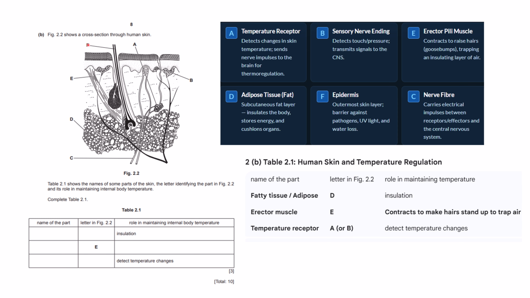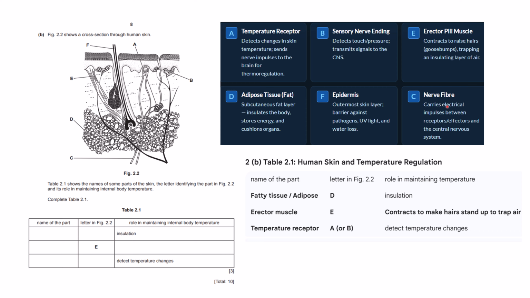Figure 2.2 shows a cross-section through human skin. Here is the diagram, Figure 2.2. Here is the explanation of each part. Part A, that is temperature receptor, detects changes in skin temperature, sends nerve impulses to the brain for thermoregulation. B, sensory nerve ending. Detects touch, pressure, transmits signals to the central nervous system.